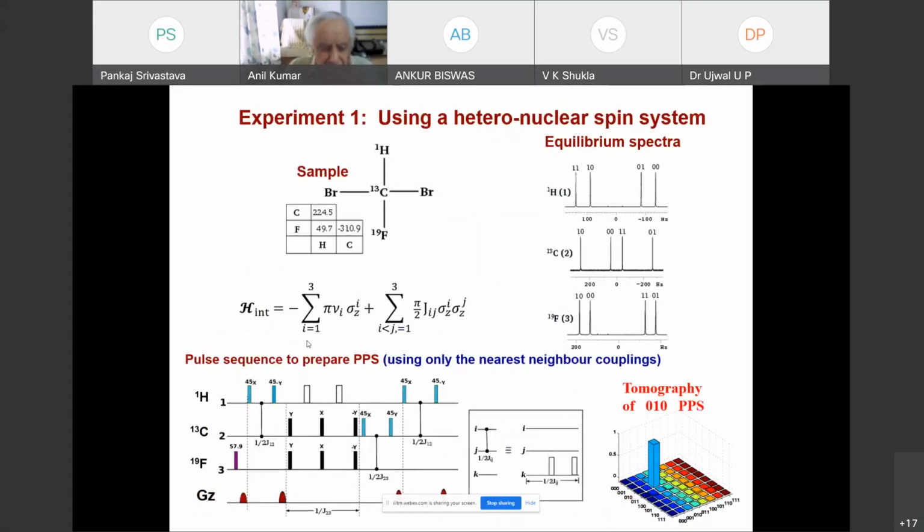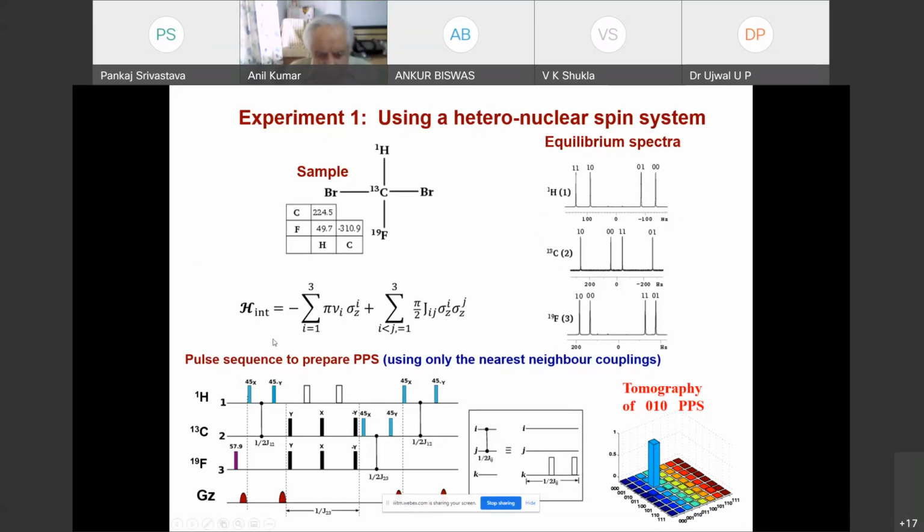Then she took a three-system, the well-known 3-spin system that I showed you earlier, except that we have done the tomography of the density matrix. This is the representation of the 0, 1, 0 pseudo-pure state, which says there is excess population only in one level, and all other levels have equal population or 0 population. Okay, excess population only in one.